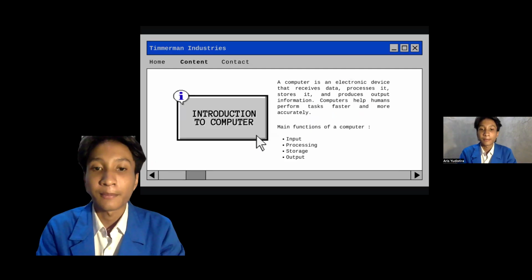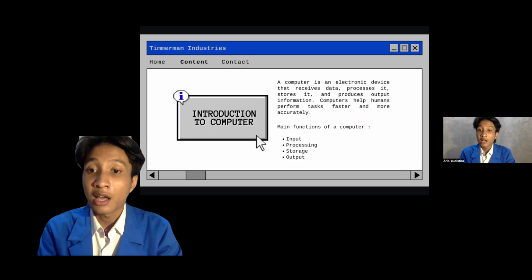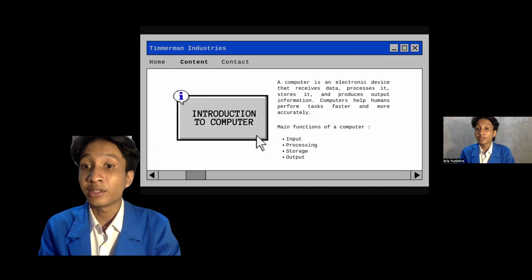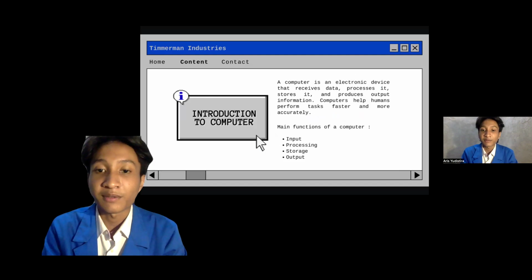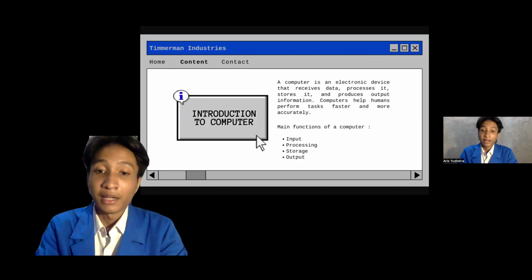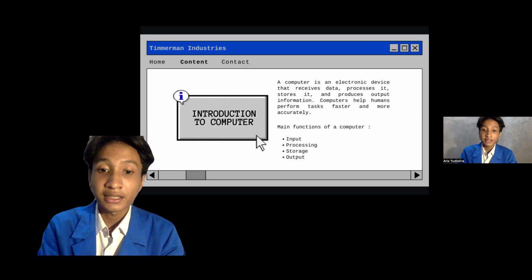Introduction to computer. A computer is an electronic device that receives data, processes, stores it, and produces output information. Computers help humans perform tasks faster and more accurately. Main functions of a computer are input, processing, storage, and output.